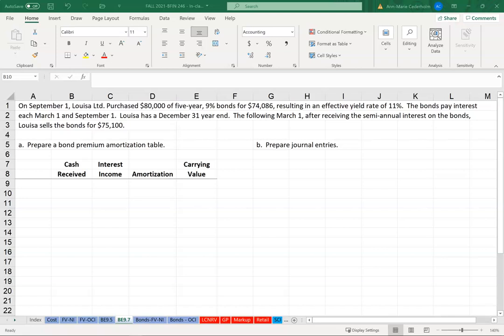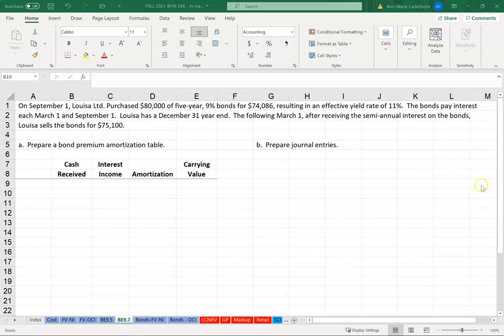In this video, we're going to look at preparing a bond investment using amortized cost, but we'll see what happens when we have an early sale. So we're not going to hold the bond to maturity. And we'll also see what happens when the bond pays out semi-annually instead of annually.